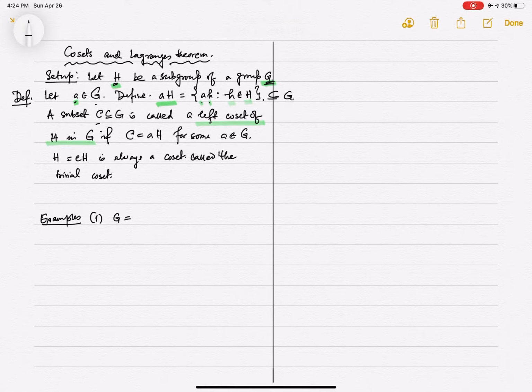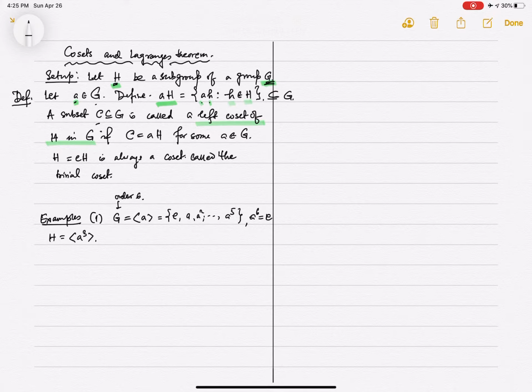Let's say G is a cyclic group of order 6 with generator a. So this is e, a, a squared, up to a to the 5, and a to the 6 is the identity. We write e for identity. Order 6. And for H, I need a subgroup, let's say the subgroup generated by a cubed, so H is {e, a cubed}. Then what are the cosets?